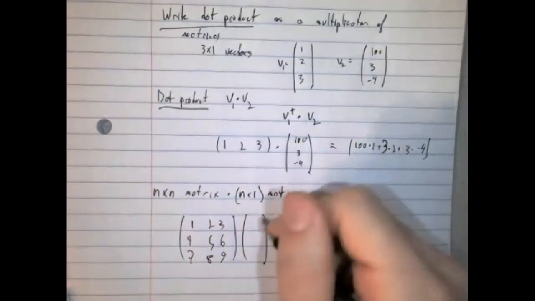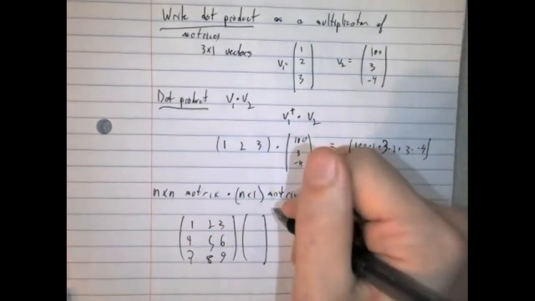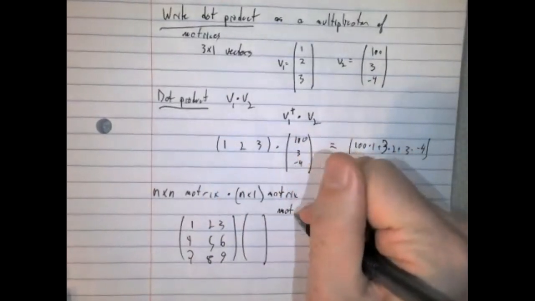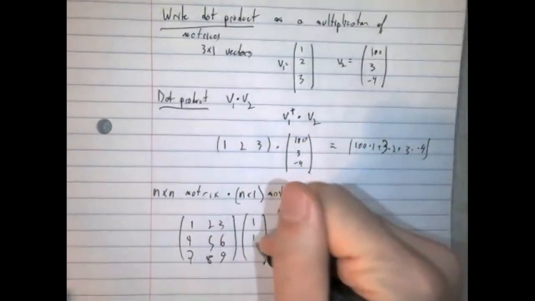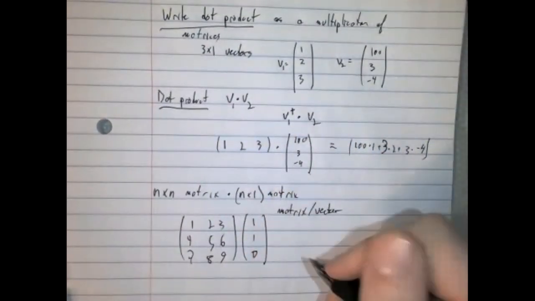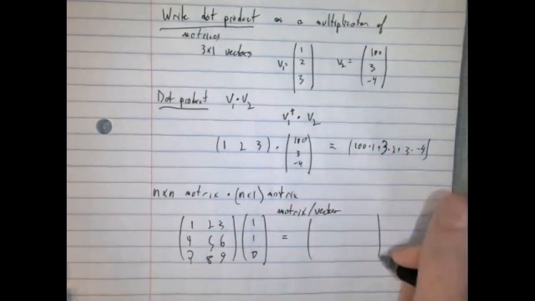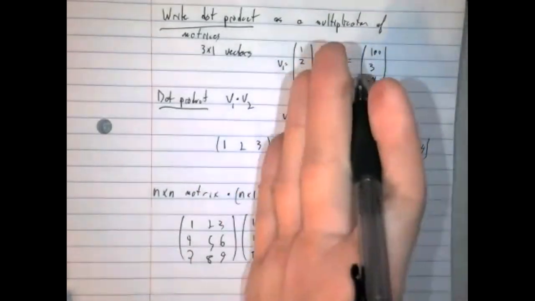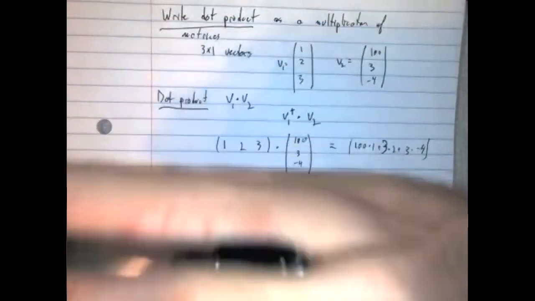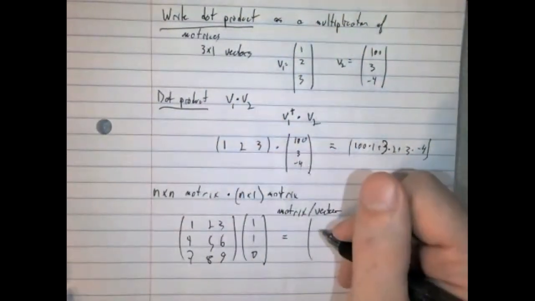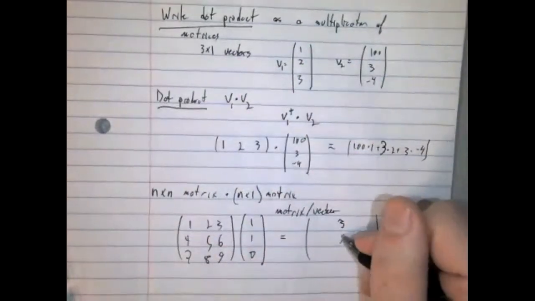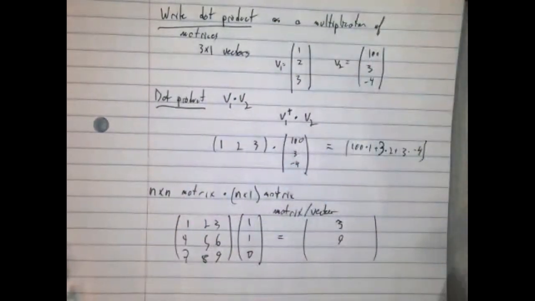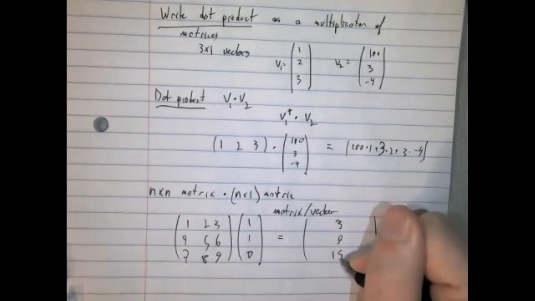I'm multiplying it by the matrix slash vector 1, 1, 0, what do I get? Well, you know how to multiply matrices. I'm just going to tilt this column over and do dot products. So I get 1 plus 2 is 3. I get 4 plus 5 is 9. And I get 7 plus 8 is 15.